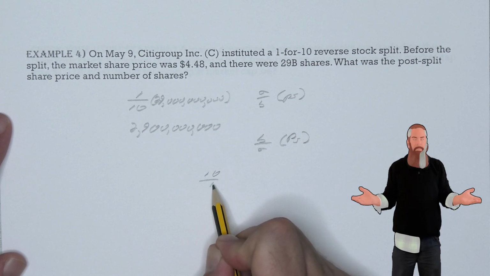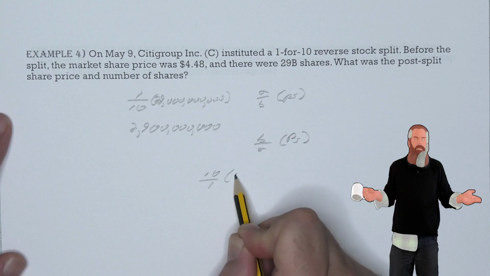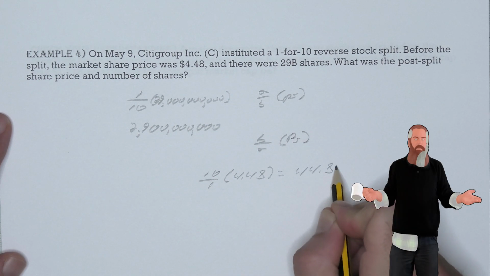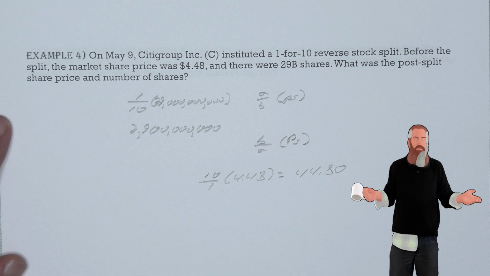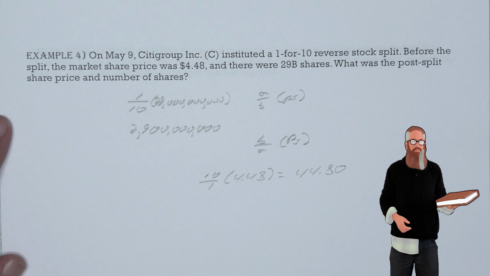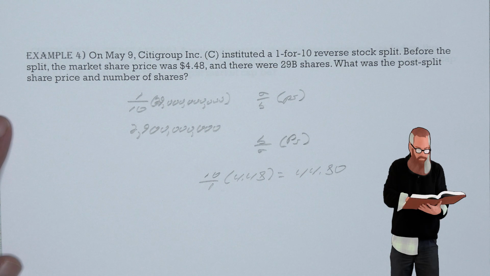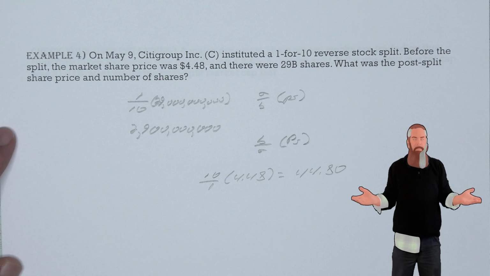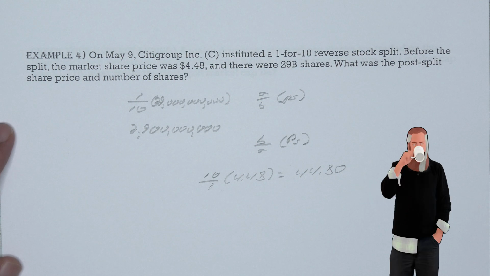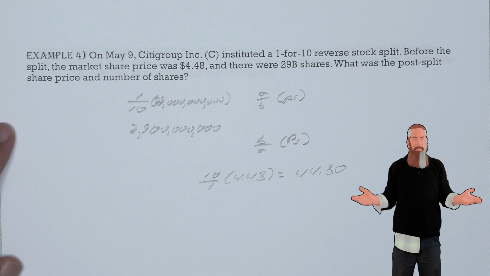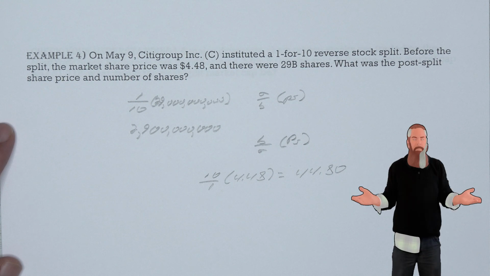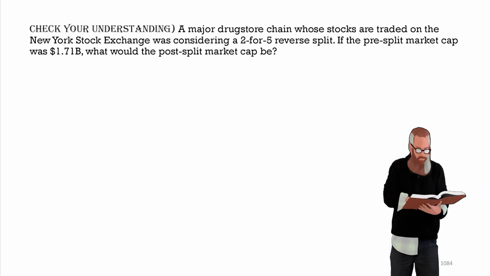So 10 over 1 times $4.48, which is going to give us $44.80. After the split, there were 2.9 billion shares outstanding, with each having a value of $44.80. Notice that the pre-split market cap, 29 billion times $4.48, and the post-split market cap, 2.9 billion times $44.80, both equal 129,920,000,000.